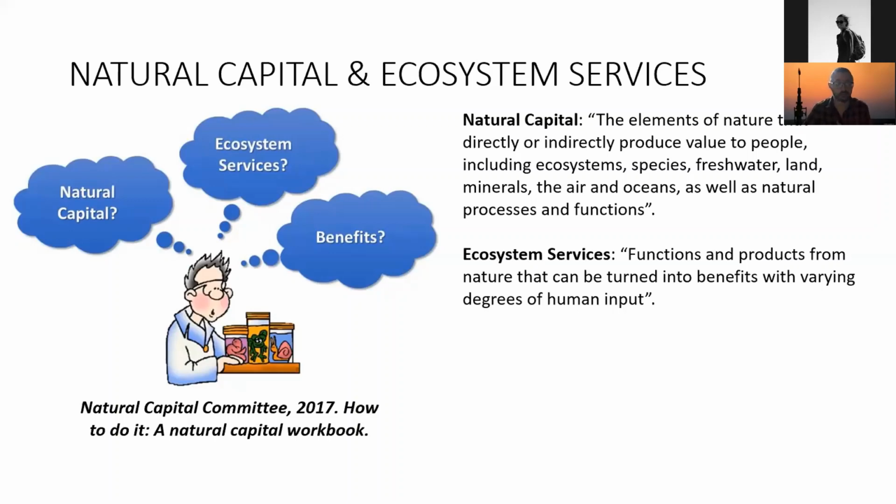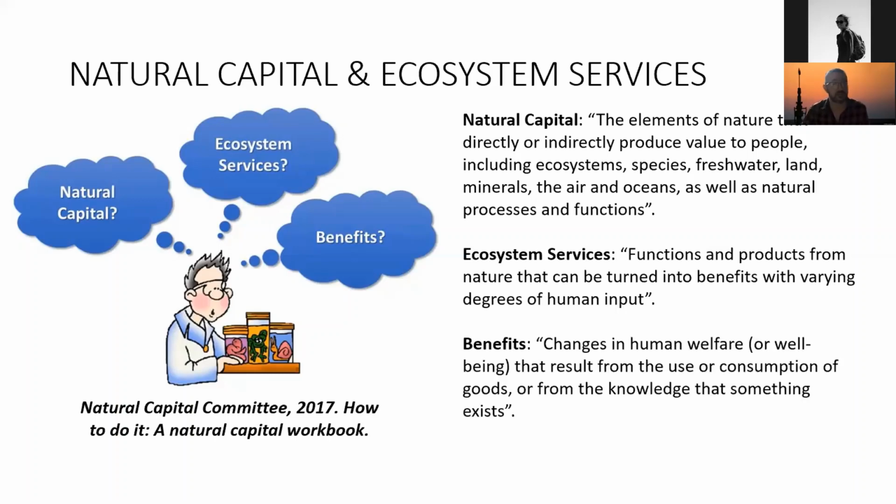Ecosystem services flow from natural capital. So these are the functions and the products from nature that can be turned into benefits with different degrees of human input, with different forms of capital: knowledge capital, financial capital, infrastructure. We convert natural capital and services into things that are useful for us as people. And then benefits are the changes in welfare that result from the consumption of goods, or from the knowledge that something exists. For example, many of the cultural services that are a key part of the ecosystem services approach.